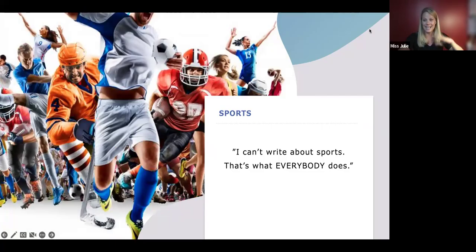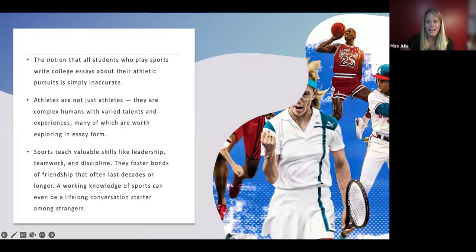And again, this essay season, I have already read many essays about sports, and not all cliche. Like I said, it's not that you can't write about sports, right? I know sports are very important to you. In fact, Miss Julie, many years ago when I was applying to college, wrote my essay about a sport. I was a swimmer way back when. So we hear this often, I can't write about sports. That's what everybody does, right? That's not true.